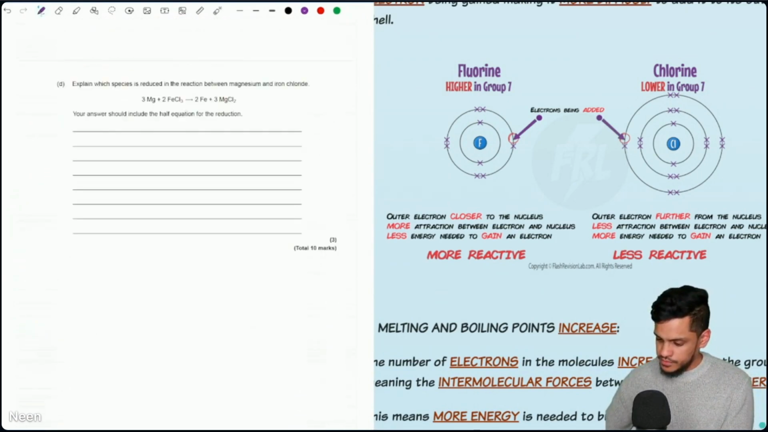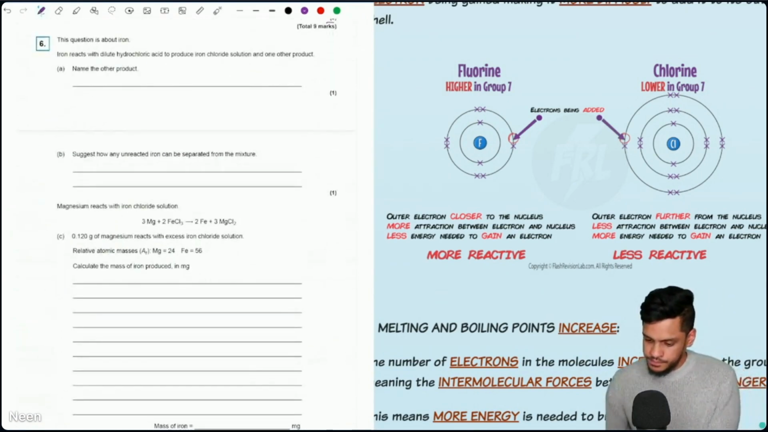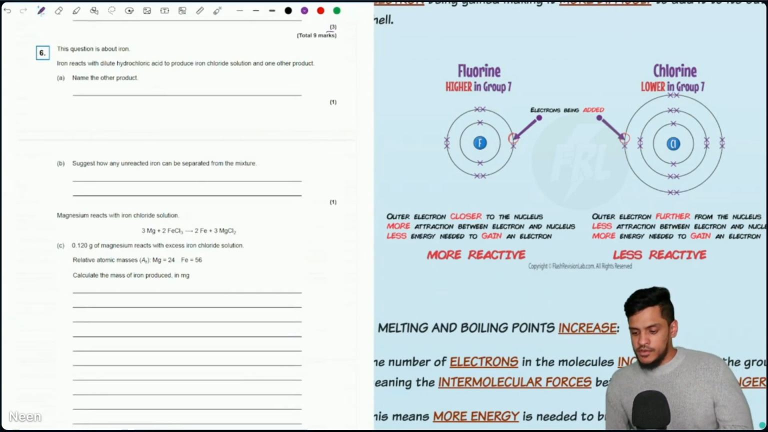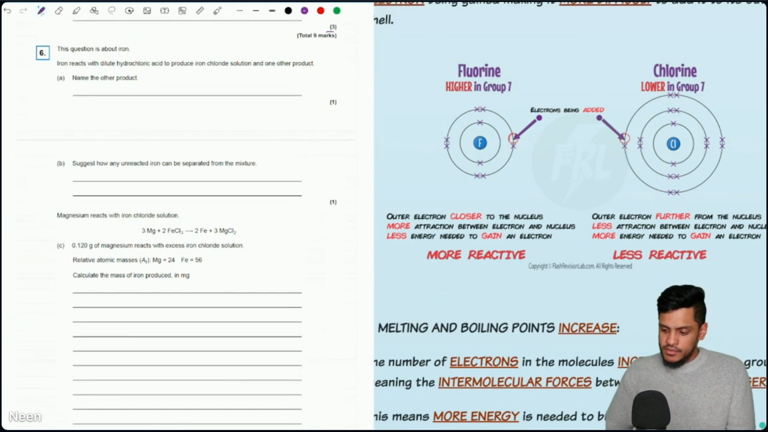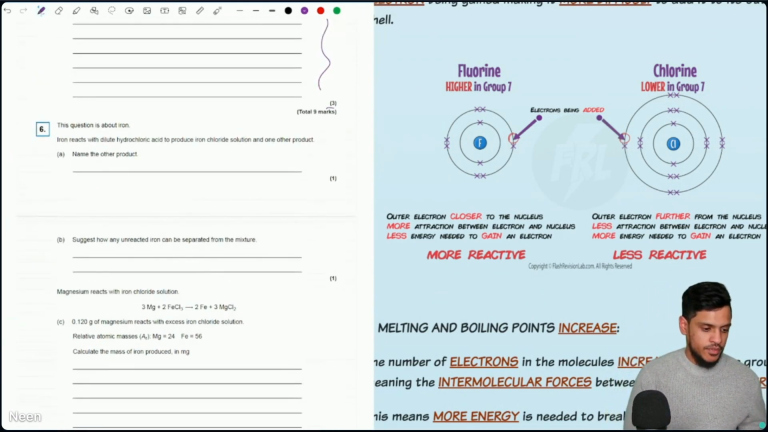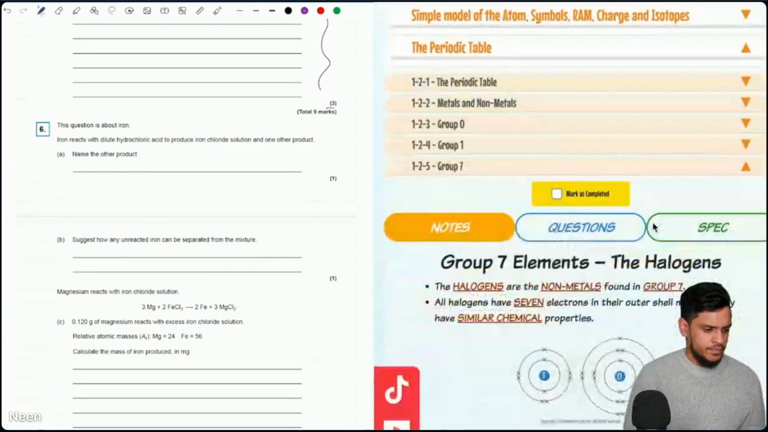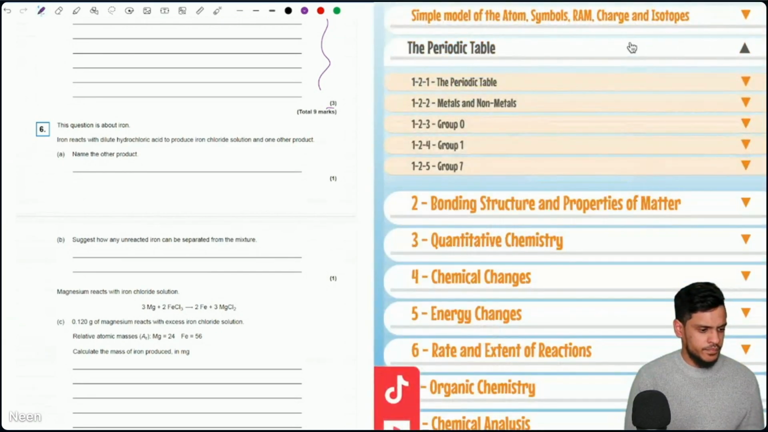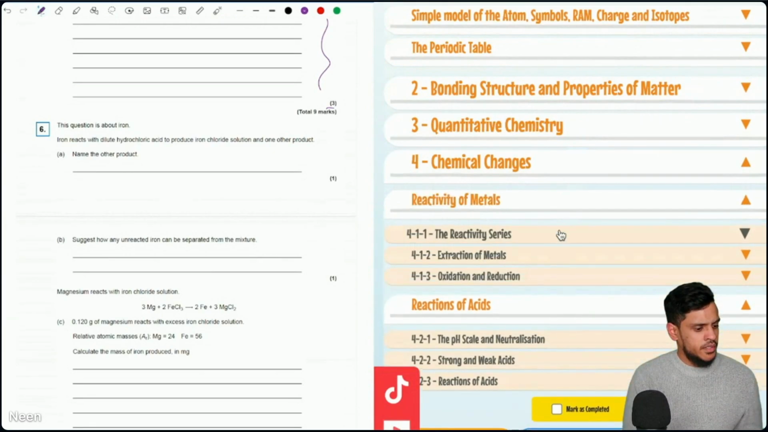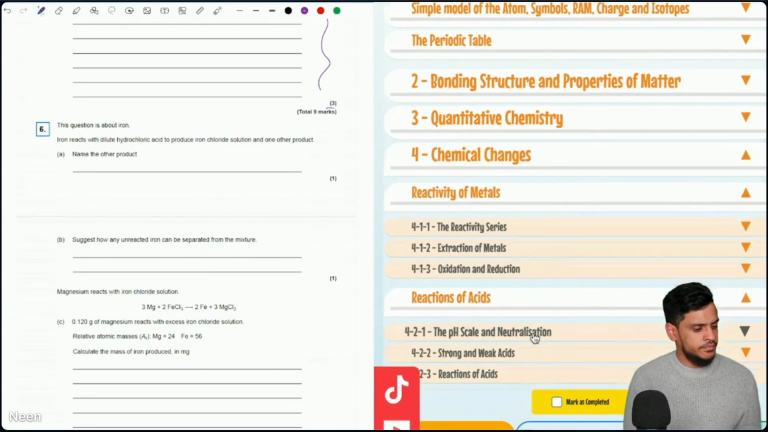Right, how much do we have left? Okay, nearly done. We've got some calculations, some more calculations. Iron reacts with dilute hydrochloric acid to produce iron chloride solution and one other product. What's the other product? What do you guys think? Let me get it up in the notes. So this is reactions of acids. Reactions of metals. What would that come under?